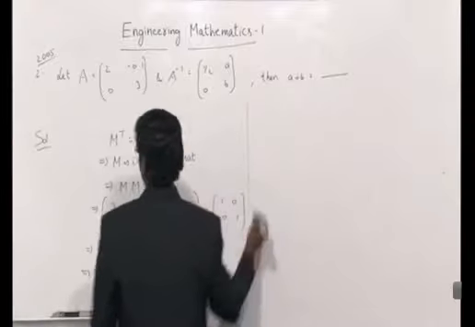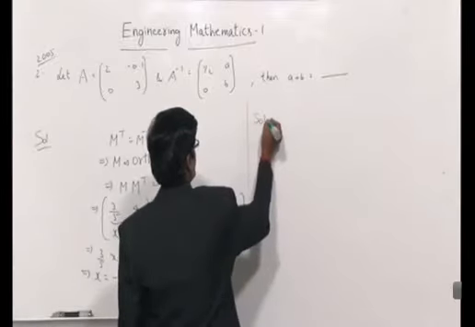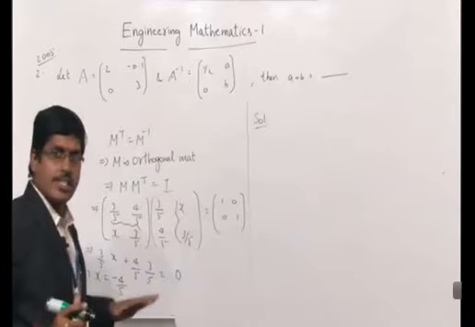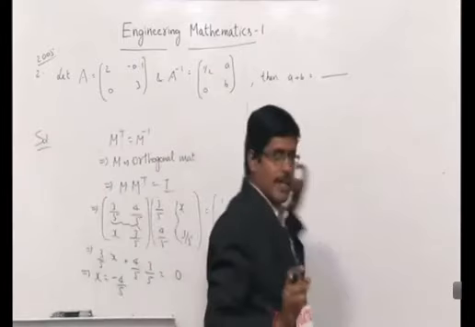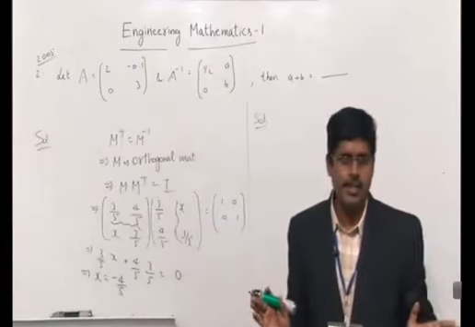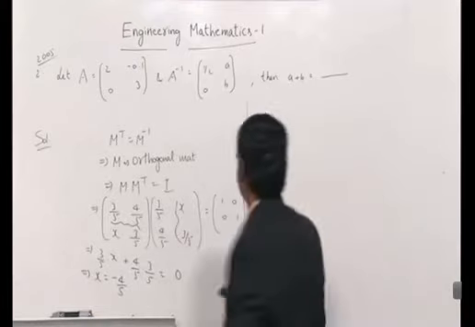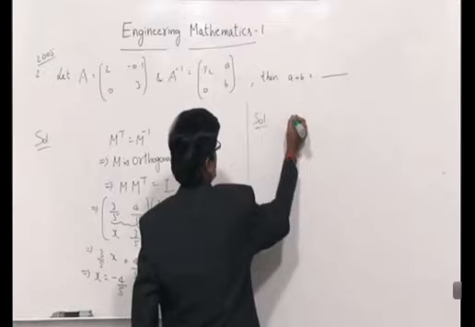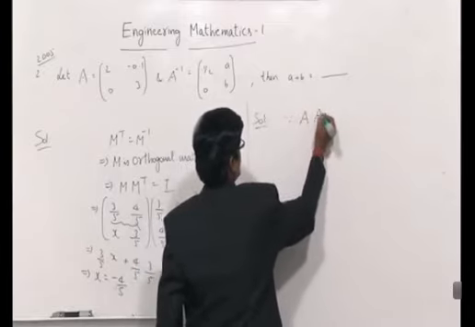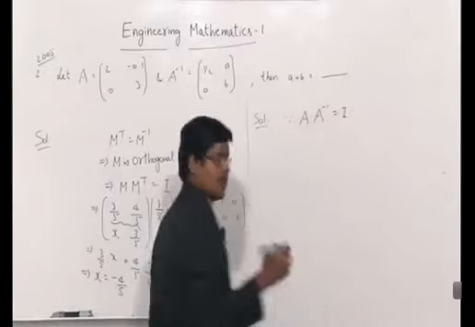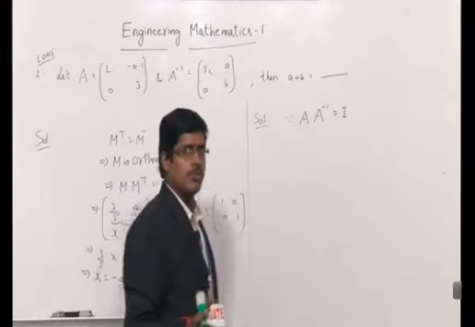Just I am doing here. Solution. A is given and its inverse is given, but we have to find the two unknowns a and b and then their sum. So we know the well-known property between these two: A into A inverse is equal to I. Since A into A inverse is equal to I, which is not given actually, that is automatically true, it is satisfied.